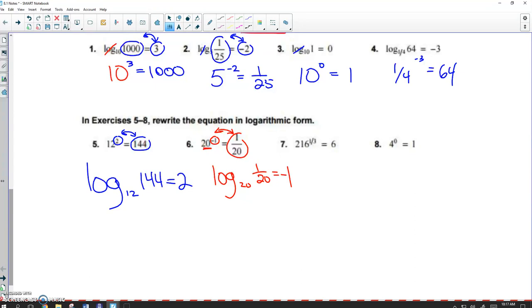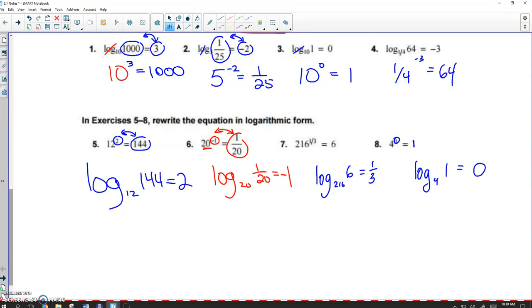Okay, I'm going to throw out the 2 answers real quick, see if you can check to see if you did it right. So number 7 should say log base 216 of 6 equals 1/3. That should be the answer to number 7. Number 8 should be log base 4 of 1 equals 0. So all we're doing is really just switching that number and that number right there. How many of you got both of those right? Yes. So pretty straightforward, right? That's your first 4 questions. That's what you have to do on the test.